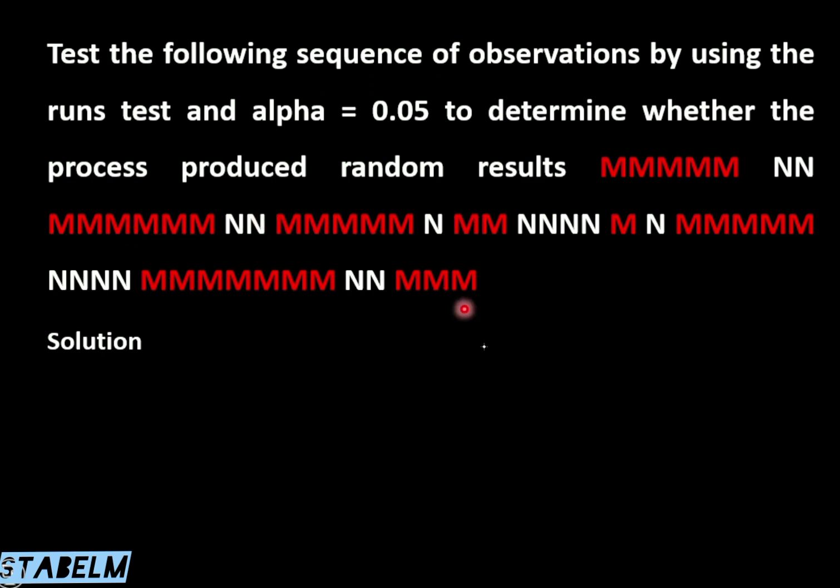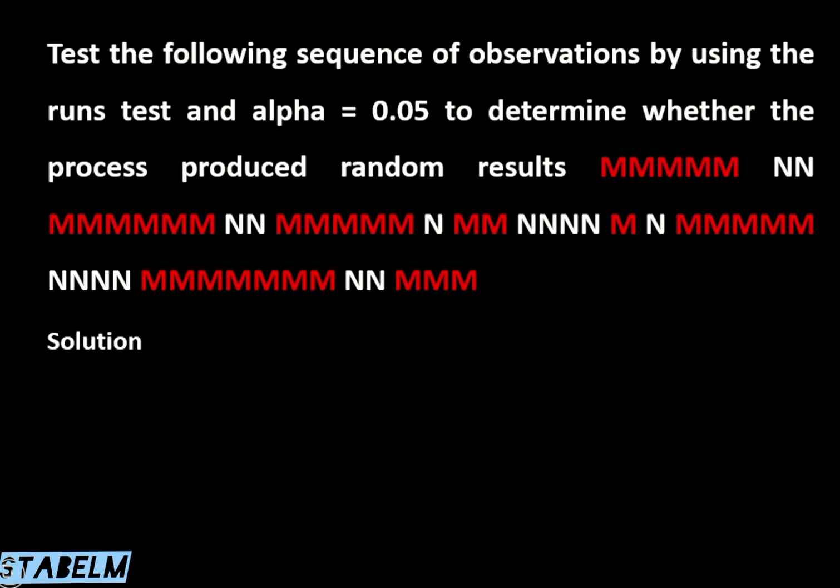So now up to this MMM here. By the time we count the number of runs here, we have 1 here, 2, 3, 4, 5, 6, 7, 8, 9, 10, 11, 12, 13, 14, 15. So now we have 15 runs here, so it means our R equals 15.